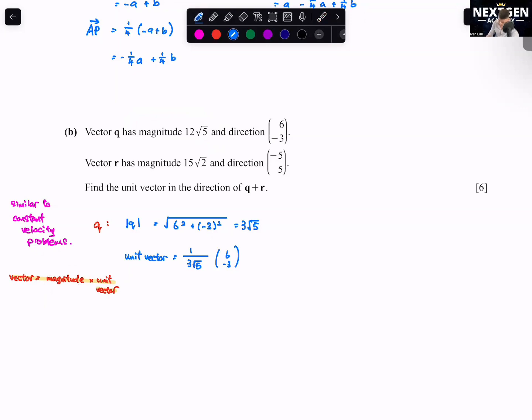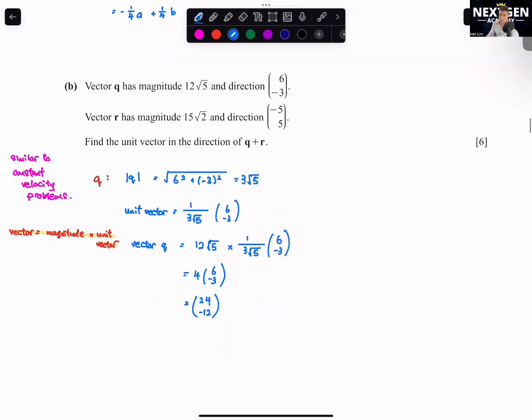The vector Q, not unit vector, vector Q, which is 12 root 5 times 1 over 3 root 5, 6, negative 3. Here you'll get 4, 6, negative 3, then 24, minus 12. So this is the vector Q that we want, or in short, Q.